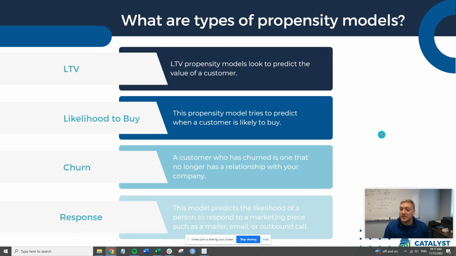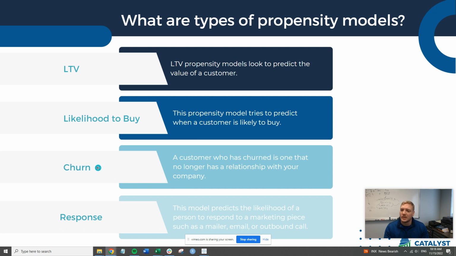So, what are types of propensity models? This isn't a list of everything that exists out there, but here are a few of the popular ones. So, LTV, looking at the value of your customer, likelihood to buy. So, this type of model would tell you, my customer is ready to buy right now. I should go out with a message that gets that customer to finish that purchase.